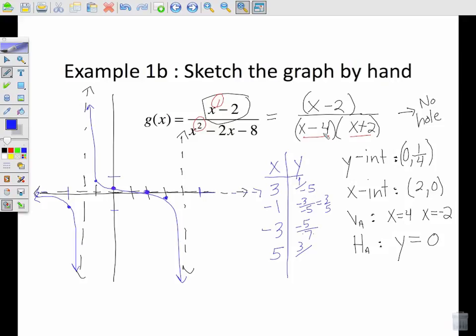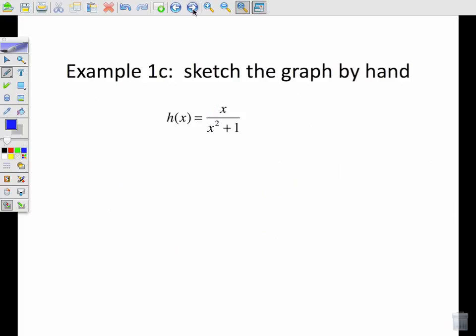We got one more section. Let's see what happens when x is 5. 5 minus 2 is 3. That's on top. And then we would have 5 minus 4, 1 times 7, so 7, giving 3/7. All right, and that slowly approaches the asymptote here. Now you can always build your table of values and plot more points, but that's what your graph will look like.